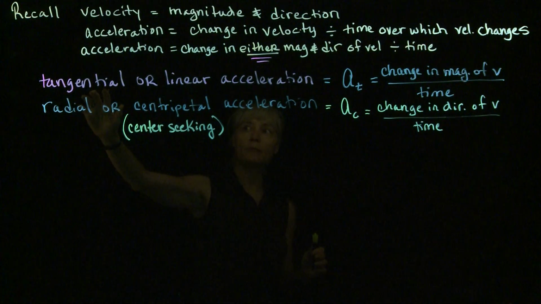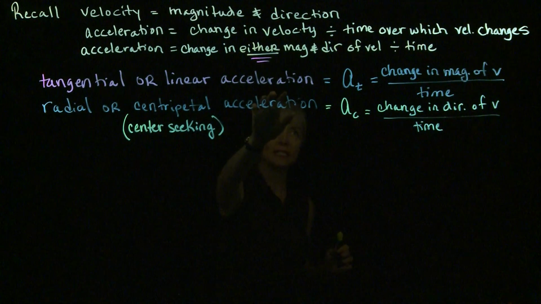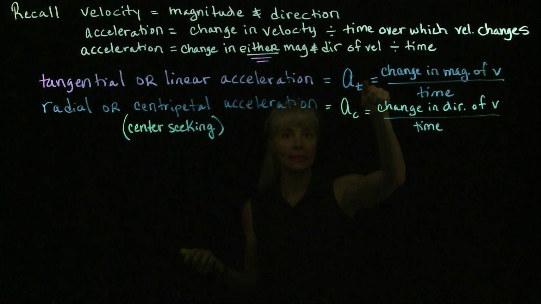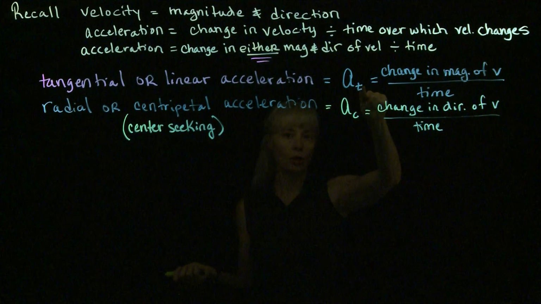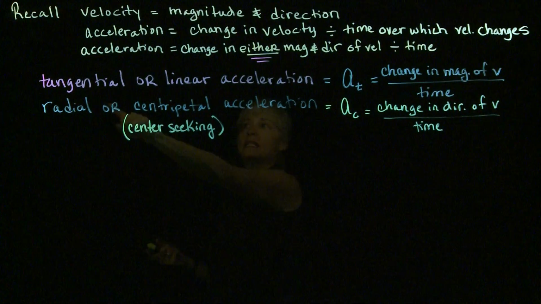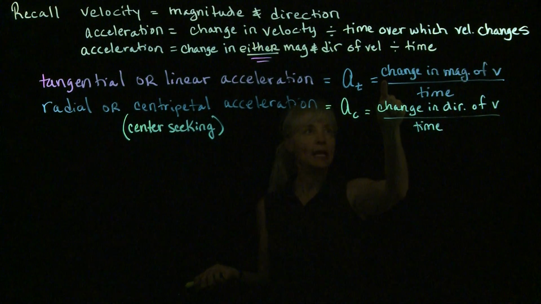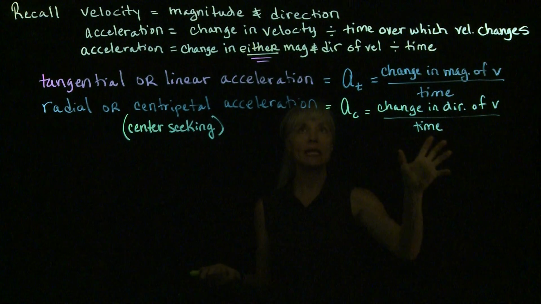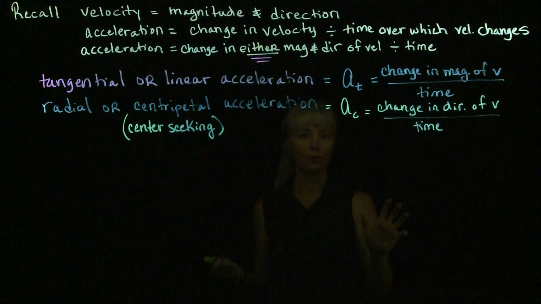So there's one type that's called tangential or linear acceleration, and it's going to get the symbol a sub t. Recall a is the symbol that we use for acceleration, but now we're going to put a subscript because we have two different types of acceleration that we need to clearly distinguish. So this is t standing for tangential acceleration, and it's the change in the magnitude part of the velocity divided by time. So that's taking care of changes in magnitude part of the velocity.